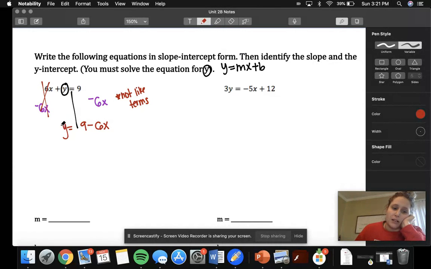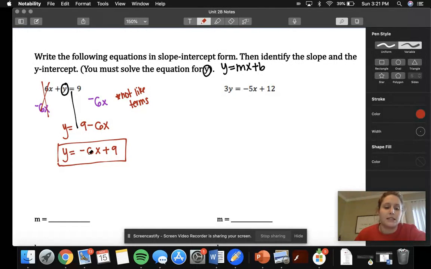So now y is all by itself, okay? So this is technically ready to be graphed or ready to be identified for the m and the b. I usually like to write it as mx plus b as the final thing. So all I did was I rearranged this minus 6x. I put it right here with a negative. This was a positive 9, so I put a plus sign in between them.